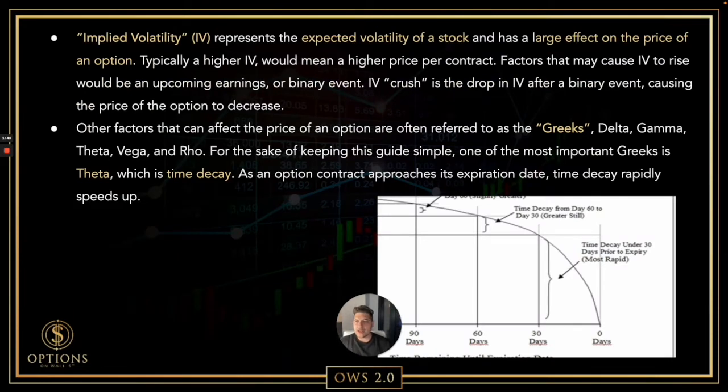Another thing I want to include is implied volatility. If you want to take option trading seriously, you have to be very familiar with it. Implied volatility represents the expected volatility of a stock and makes a large impact on the price of the option. A lot of people ask me, GME went up $10, why am I not making money on my calls? The reason is you probably have high implied volatility.